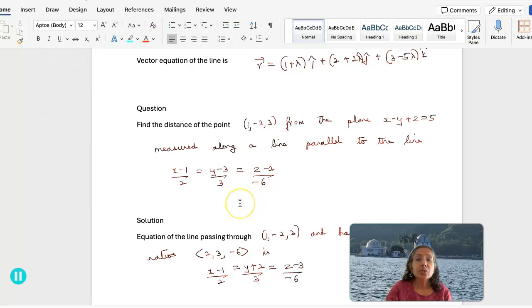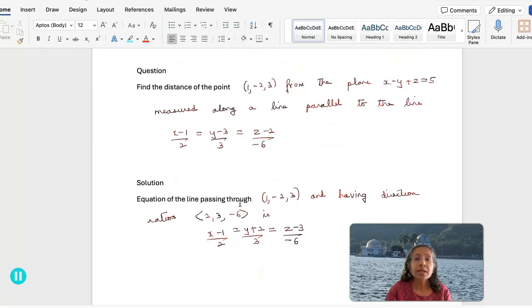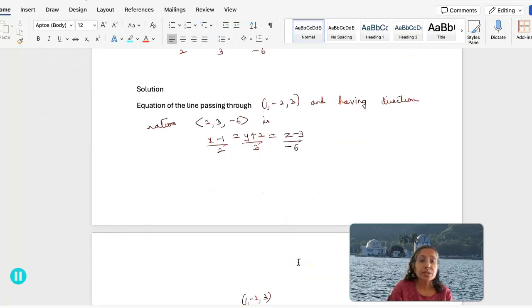So first we find the equation of the line passing through (1, -2, 3) and having direction ratios 2, 3, -6, because the line is parallel to this line. So the direction ratios of the line will be the same as the direction ratios of this line, which is 2, 3, -6. Using the Cartesian form of an equation of a line, the equation of the line will be (x - 1)/2 = (y + 2)/3 = (z - 3)/(-6).